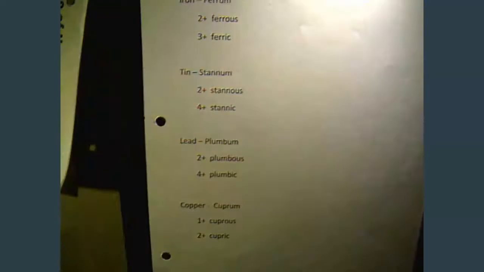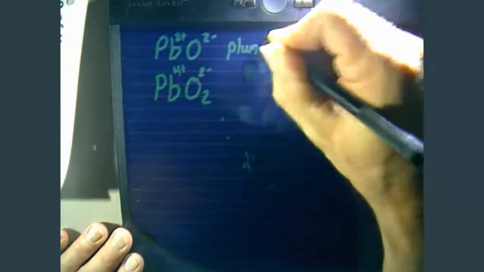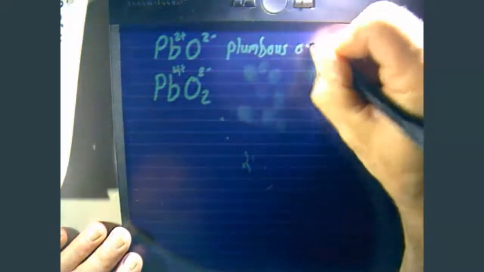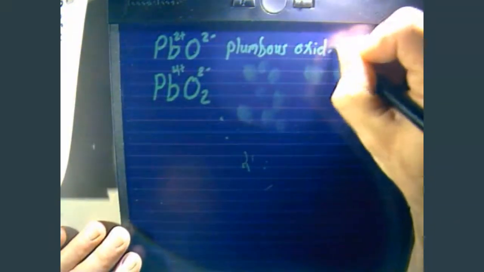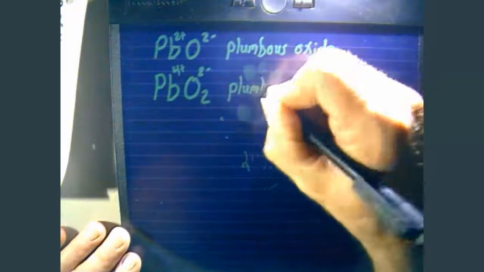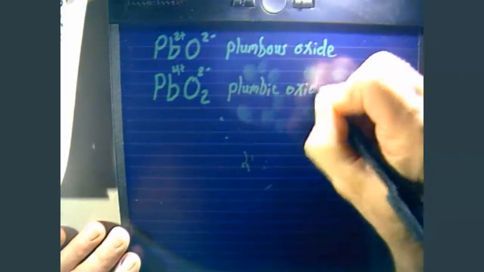So looking then at my sheet, I could see lead 2 is plumbous, lead 4 is plumbic. So this one would be called plumbous oxide, and this one would be called plumbic oxide.